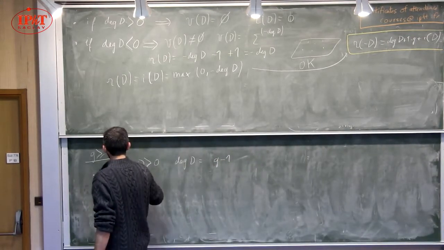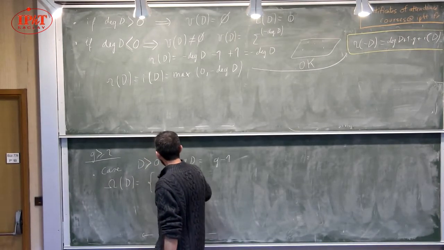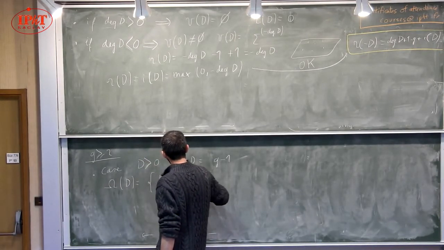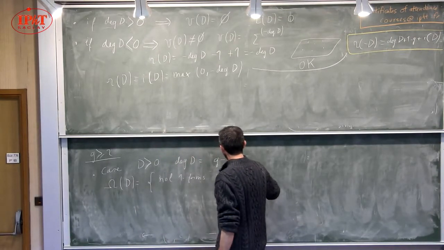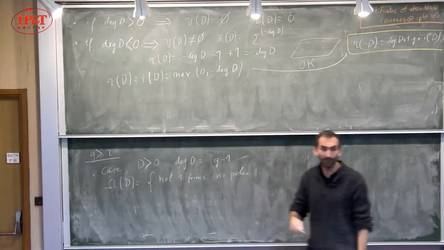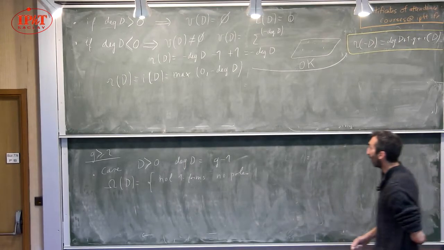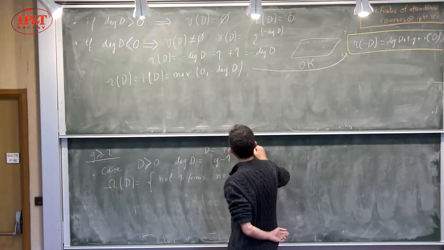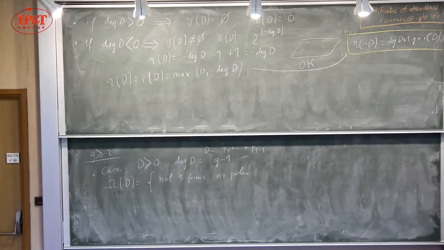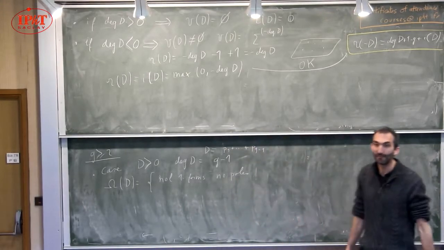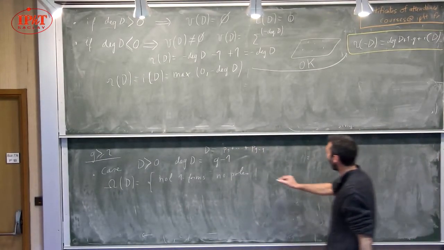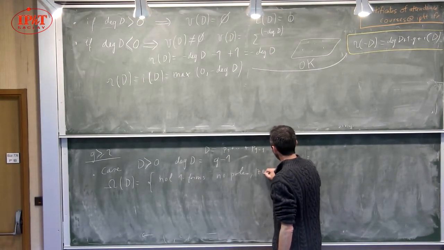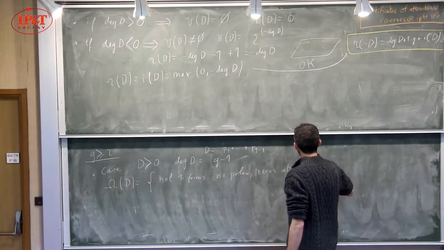What is omega of D? Omega of D is the set of holomorphic one forms, so no poles, no poles because D is positive. Let's write D equals P1 plus ... plus P_{g-1}. Okay, let's write D in this way. Some of the Pi's can be coinciding, so basically it's some points with multiplicities. With no poles and with zeros at P1, ..., P_{g-1}.